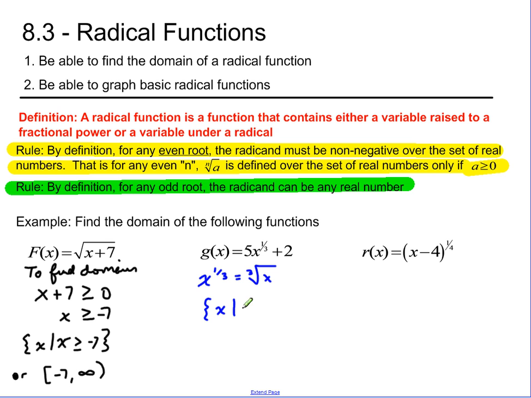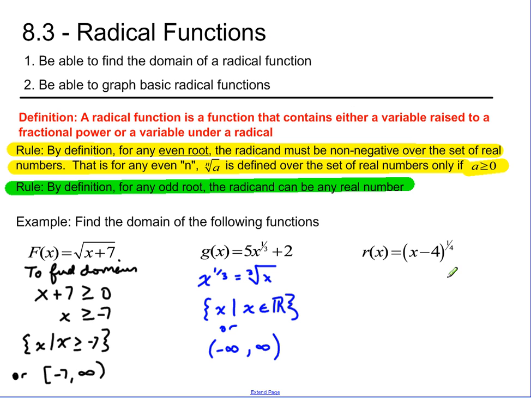So we could put in the set of all x such that x is in the set of real numbers, which I'll write this way. Or in interval notation, any number from negative infinity to positive infinity works. All right, quick question. What is this last one right here? We have r of x equals the quantity x minus 4 to the 1/4. Which of these two rules fits? Even root, odd root.